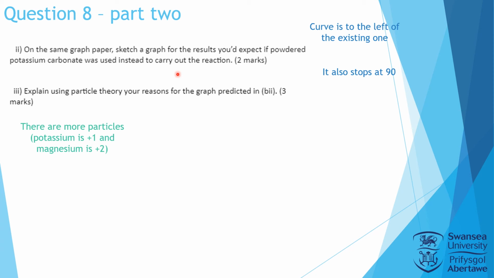So there are more particles. Potassium is a +1 ion, magnesium is a +2. So for every one magnesium, there'd be 2 potassiums. But there's still the same amount of CO2, the same amount of the carbonate ion. So it's also going to stop at 90 centimeters cubed. But this just means there's going to be a greater chance of collision between particles, a faster rate of reaction. It stops at the same level.